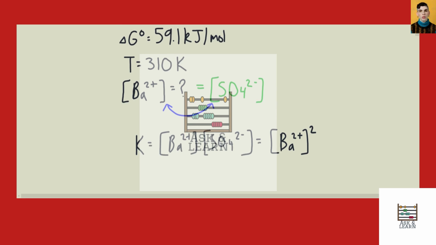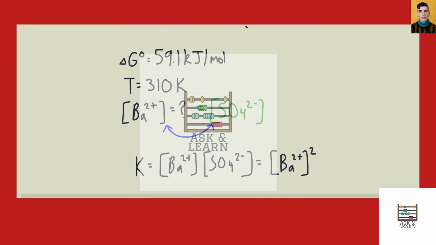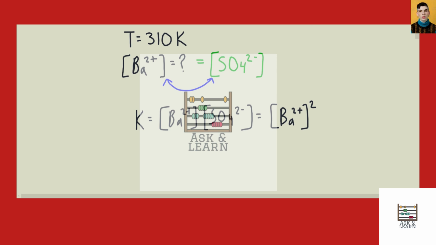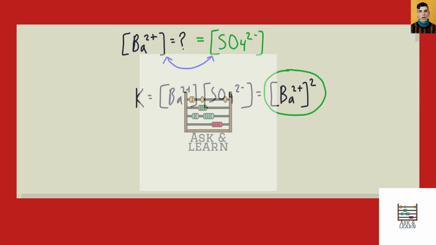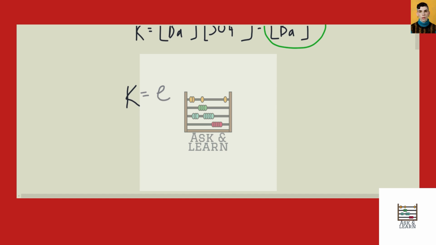And we also know an equation to relate the equilibrium constant with the change in Gibbs free energy value. So once we solve for that value for K, we can take the square root of it to isolate and find the concentration of barium ions in solution. So the equation that relates K and delta G is K equals e to the power of negative delta G over RT.